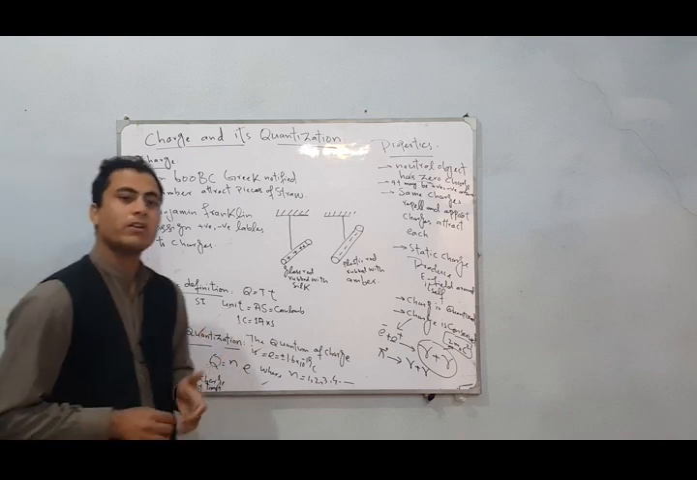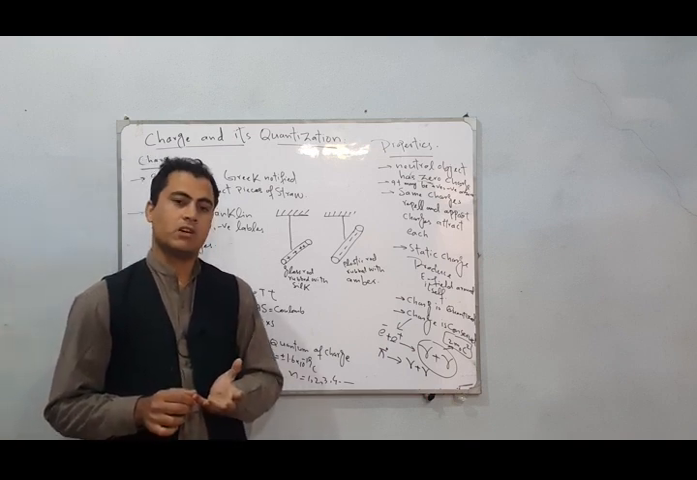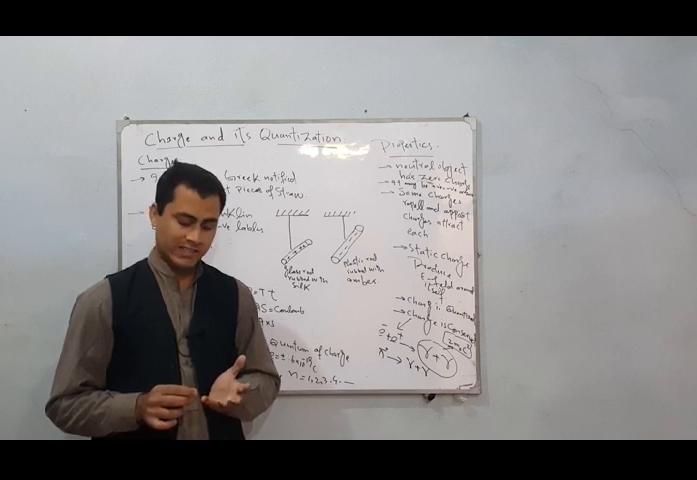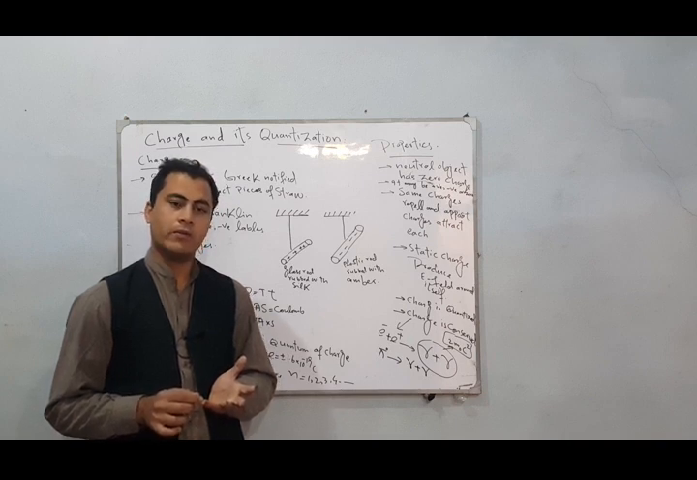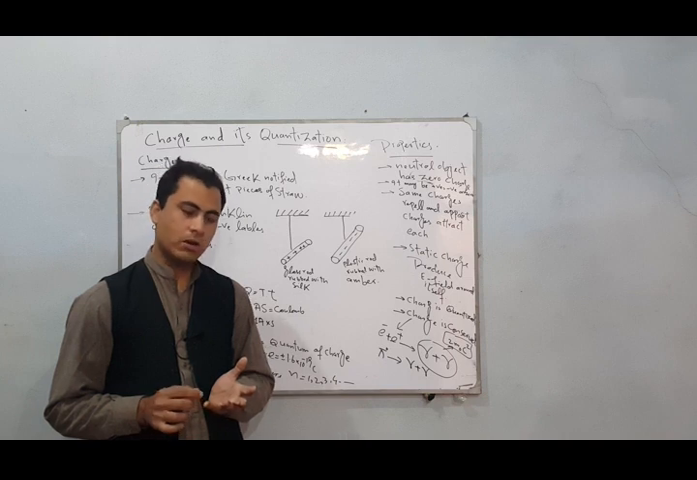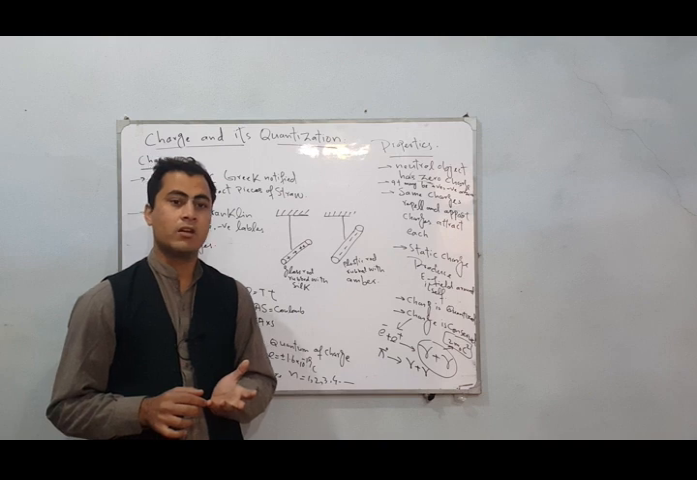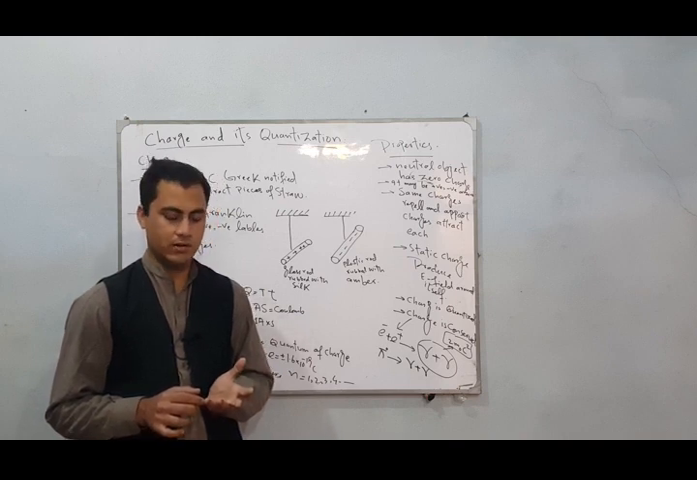Now there are certain properties of charges. Basically there are two types of charges, positive charge and negative charge. Same charges, positive repel each other, or negative repel each other, and opposite charges, for example positive and negative, attract each other. So we can say that like charges repel each other and unlike charges attract each other.